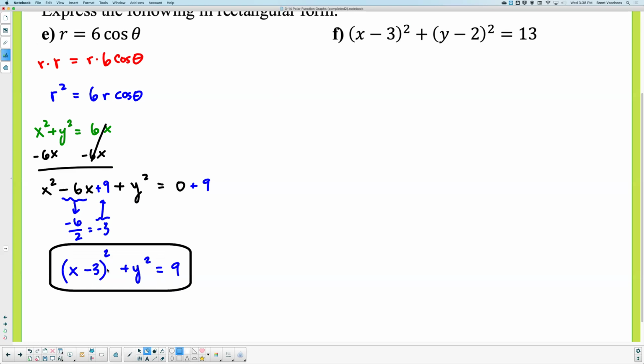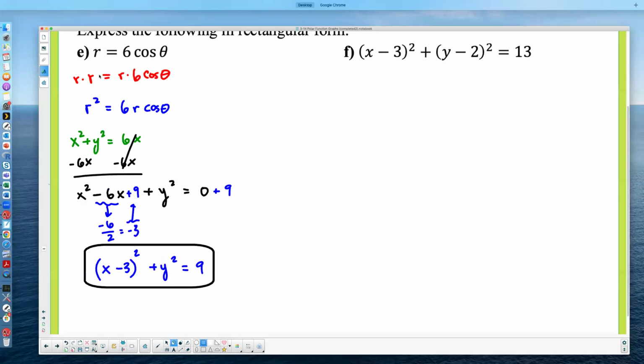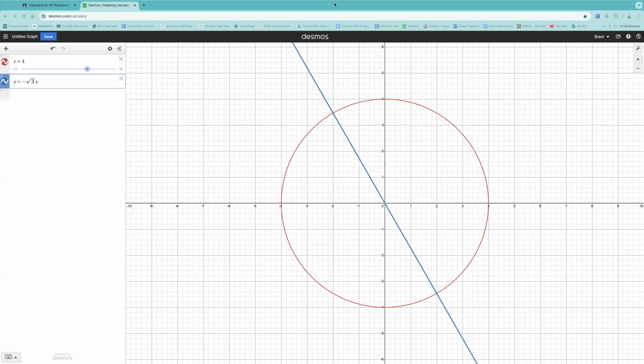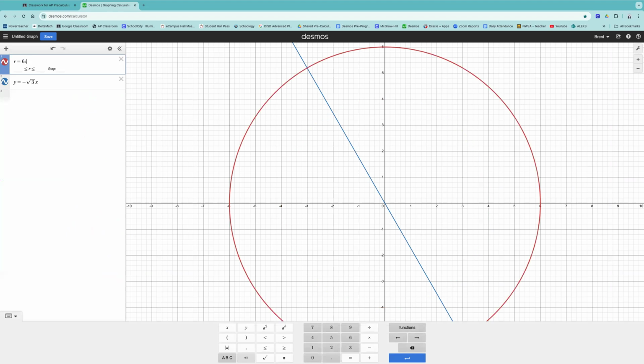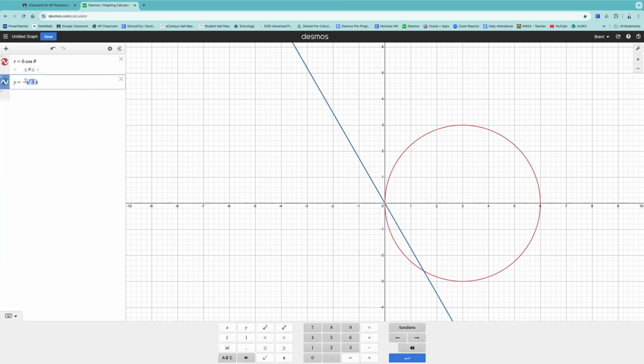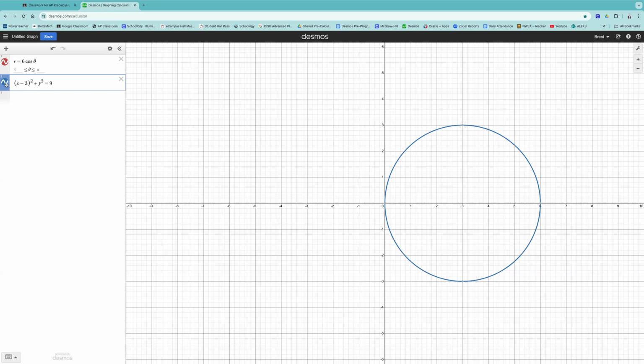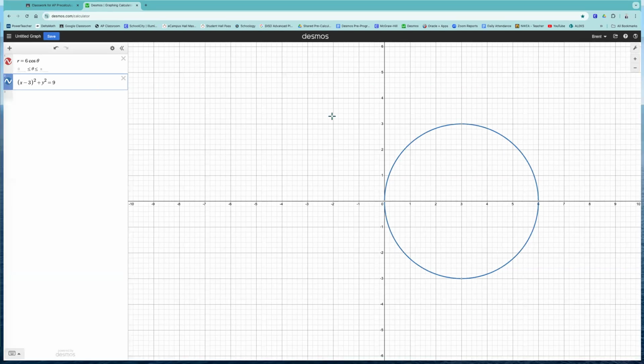And if I graph these two, they should be one and the same. We knew this is a circle, if you remember from earlier today. So r equals 6 cosine theta, and we just came up with, whoops, what in the world? Let's try this again. x minus 3 quantity squared plus y squared equals 9. Notice that's the exact same circle. So we did that right. All right, I have one more.